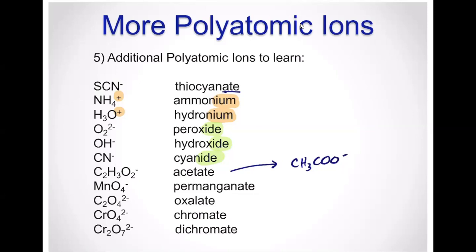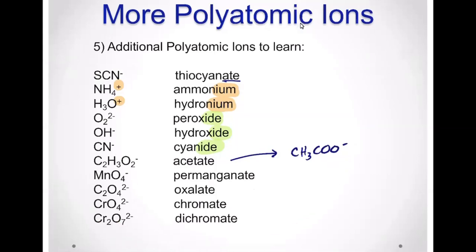Permanganate, it has manganese in it, so that's how you remember that one. Oxalate is C2O4, 2 minus. Chromate has a chromium, CrO4, 2 minus. And dichromate has 2 chromiums, Cr2O7, 2 minus. So these, you just have to learn. Okay.